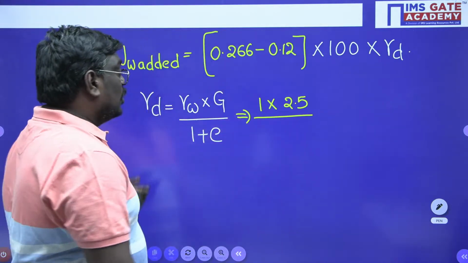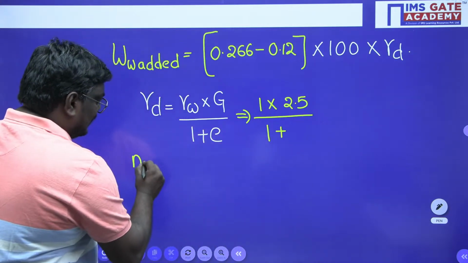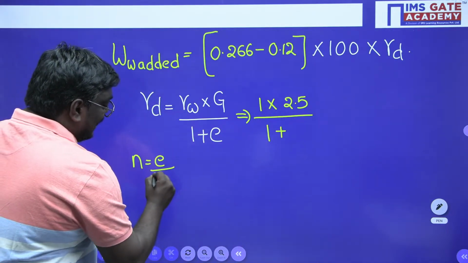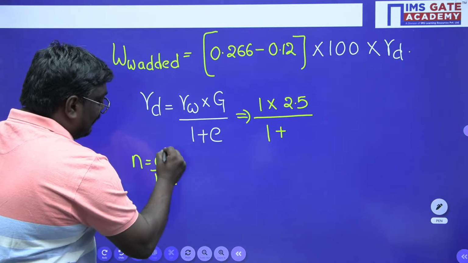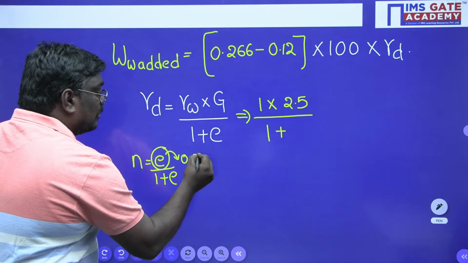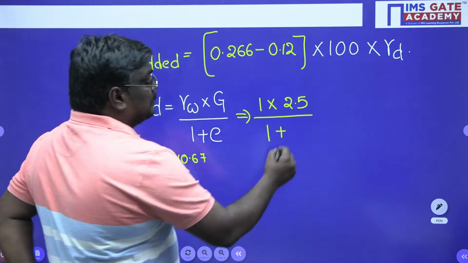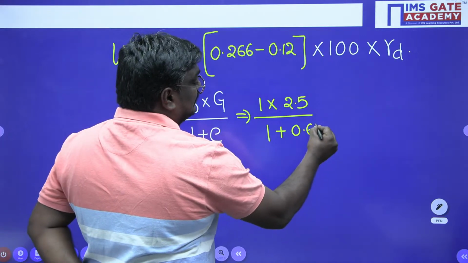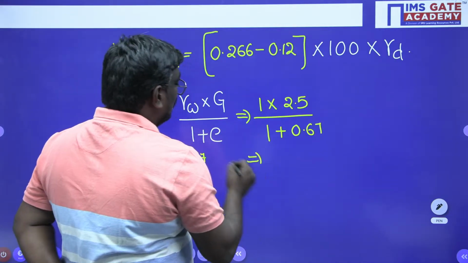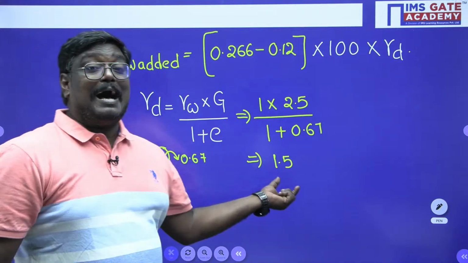0.67. Because porosity is given as 40%, you know already we have done that N is equal to E upon 1 plus E. What is the value of E? It is 0.67. You got it, because you know porosity is 0.4. So if you substitute here, it will be 0.67. And on substituting this value, you will get a value of 1.5 gram per cc.